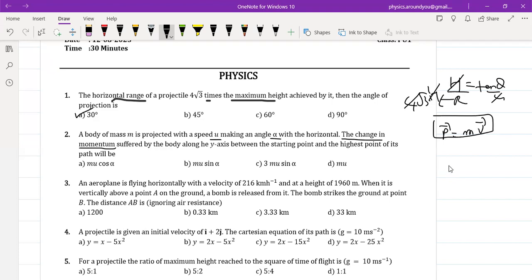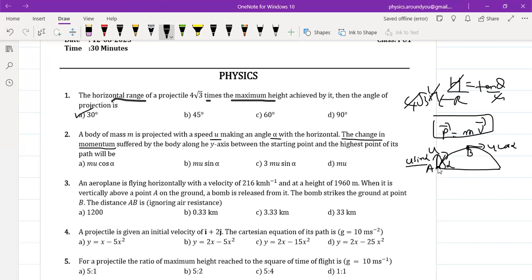Let us say initially, what was the velocity? It was u at an angle alpha. And they're asking at the highest point, what would be its velocity? It would be simply u cos alpha. What we know is that the horizontal component never changes between the point of projection A and the maximum height B. Horizontal component never changes. So what component actually changes? It is only the vertical component, which is u sine alpha.